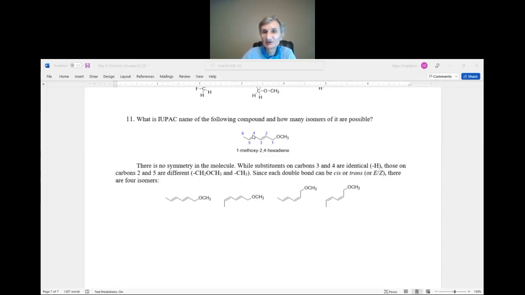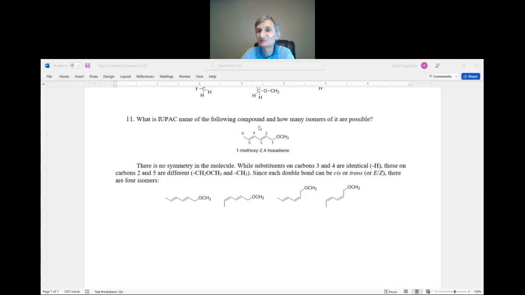So numbering from left to right or right to left will be the same set of numbers, 2, 3, and 4, 5 for double bonds. But here at the right end, we have a methoxy substituent. So that's going to be carbon 1. So this is 6 carbons, it will be hexane. With 2 double bonds, it's hexadiene. Double bonds are between carbons 2 and 3 and 4 and 5.